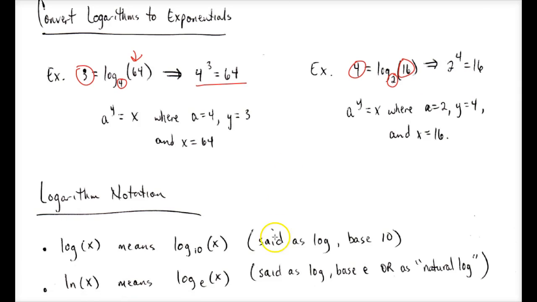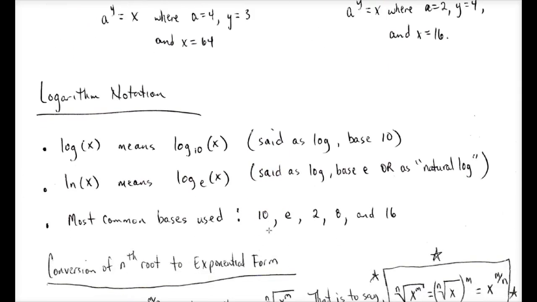And so again, to reiterate, log of x really means log base 10 of x. Natural log of x really means log base e of x. And our most common bases that are used are 10, e, 2, 8, and 16 in that order.